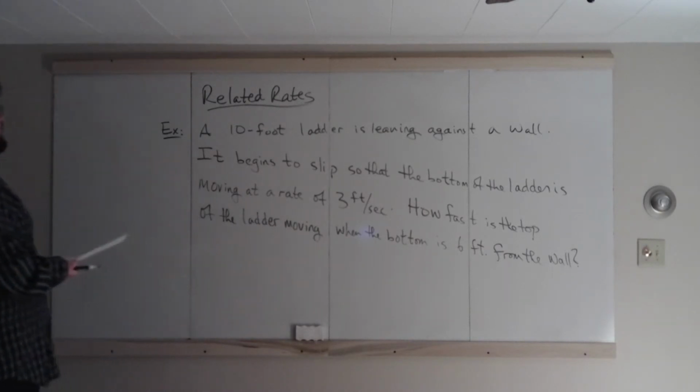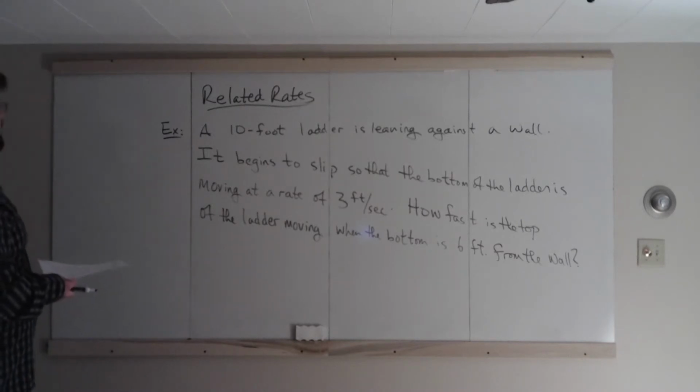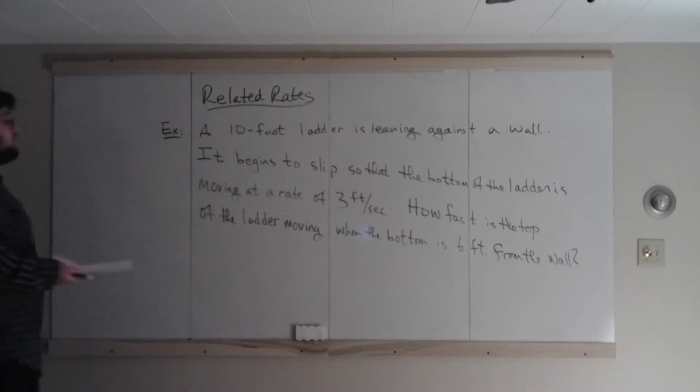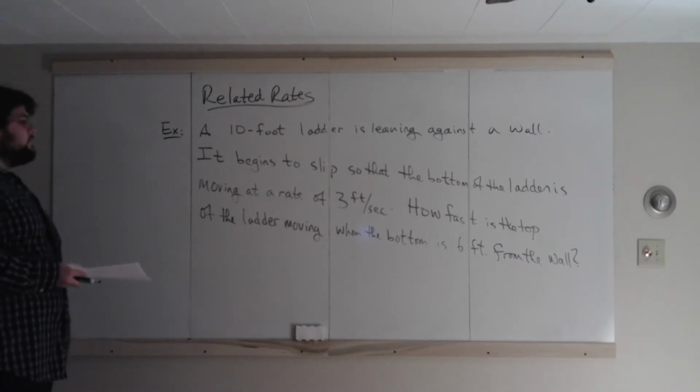A 10-foot ladder is leaning against a wall. It begins to slip so that the bottom of the ladder is moving at a rate of 3 feet per second. How fast is the top of the ladder moving when the bottom is 6 feet from the wall?